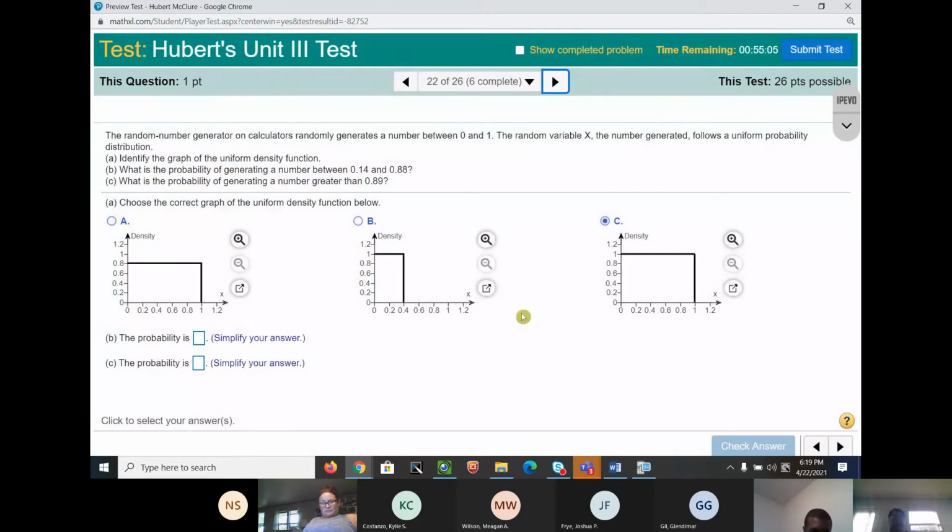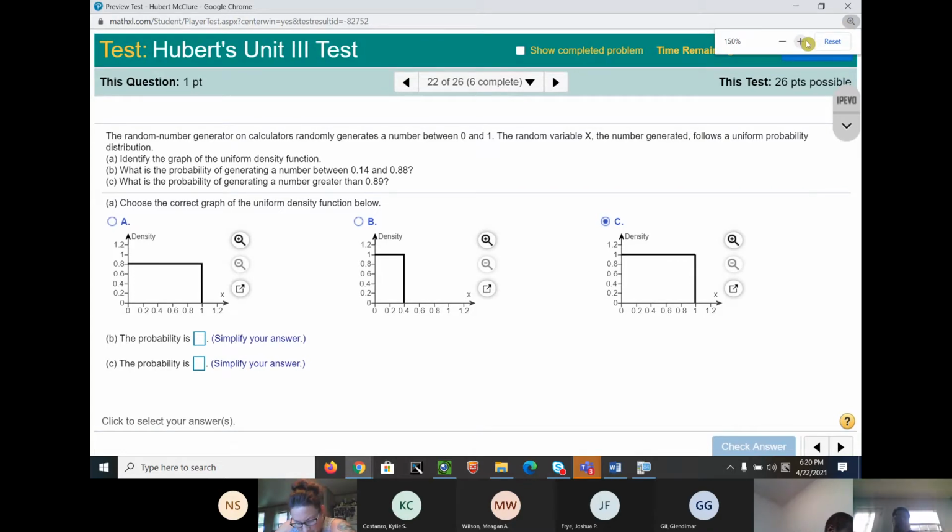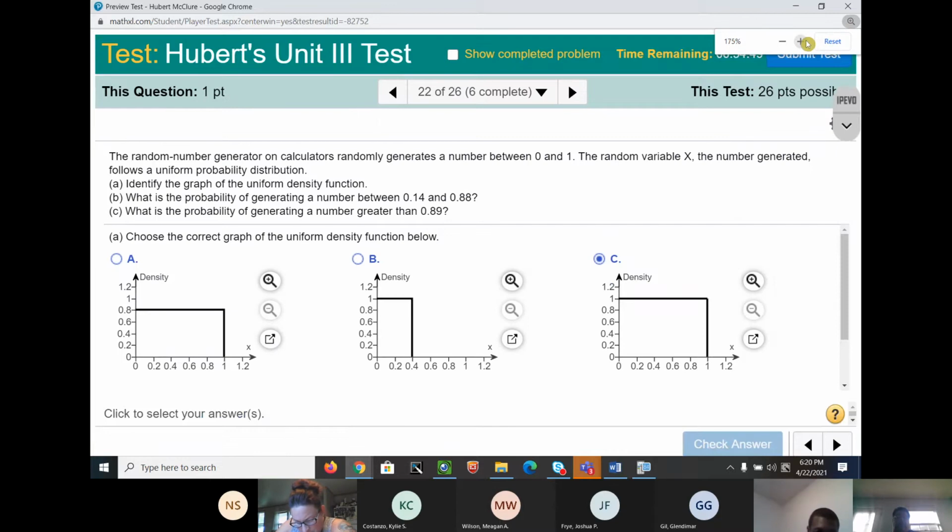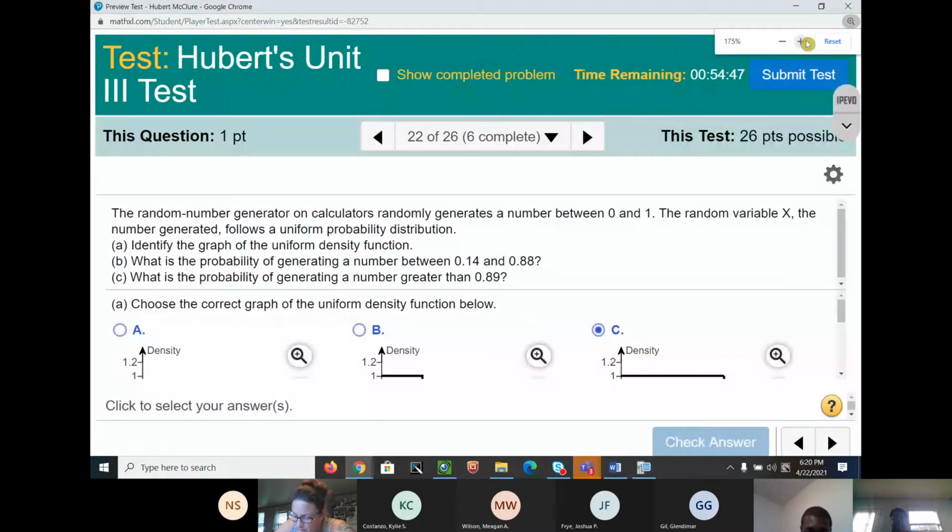Okay, this is a Chapter 7 question that did not show up on any of my tests this morning. It did yesterday, so I'm going to go ahead and let y'all write it down. I'm going to blow it up a little bit. This was one of the test questions this morning. Go ahead and write the question down, and then I'll reduce it down to where you can see the graphs.